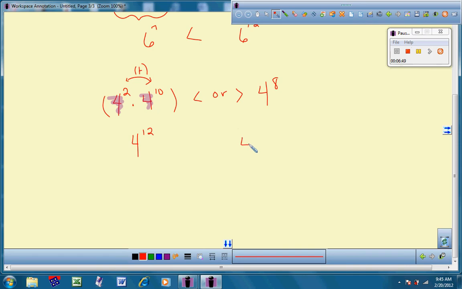We're going to compare that to 4 to the 8th. My bases are the same, so we can compare the exponents. 12 is greater than 8, so 4 to the 12th is going to be greater than 4 to the 8th.